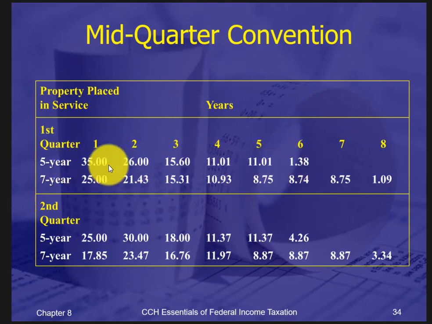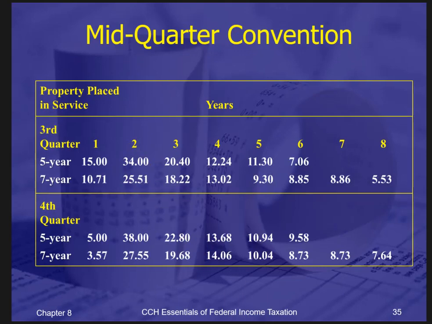So, for instance, using the mid-quarter convention table, 5-year property in the first year, if it was put into service in the first quarter, you get 35%. Then 26 and 15, and so forth. If it's second quarter, you use these percentages for each of those years. So you've got a little more complexity because of the mid-quarter convention. There's the third and fourth quarter. These are provided for you to use.